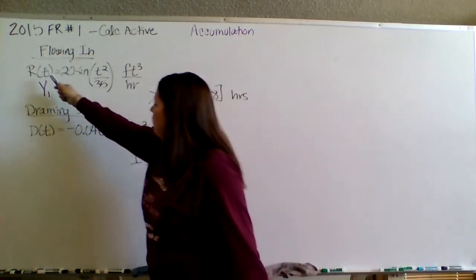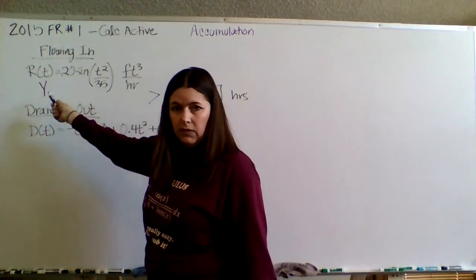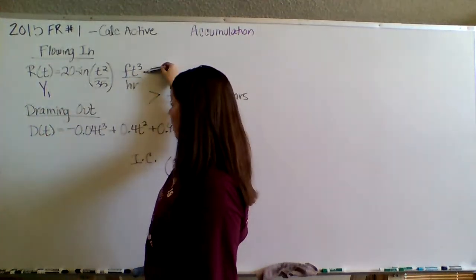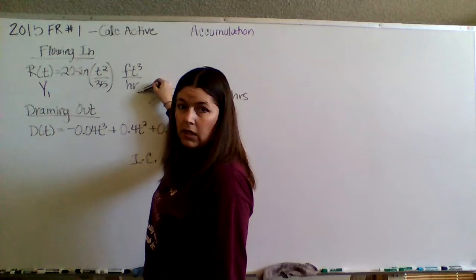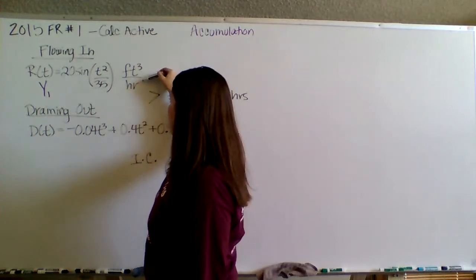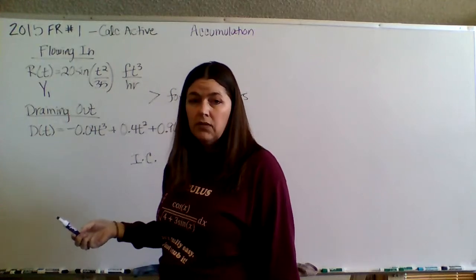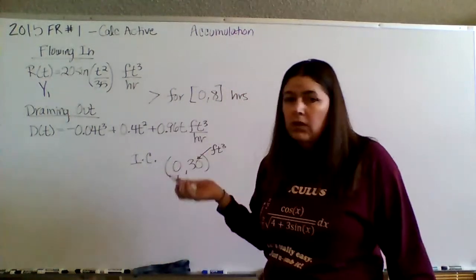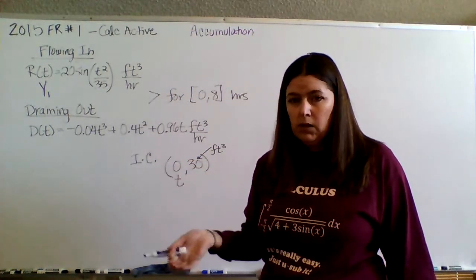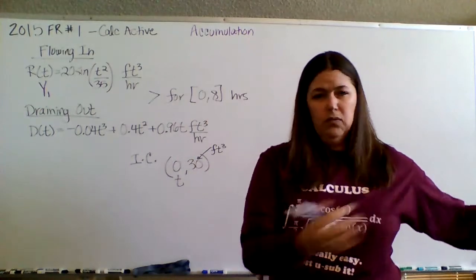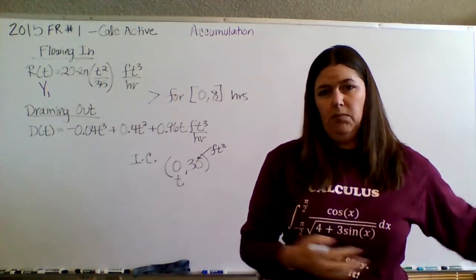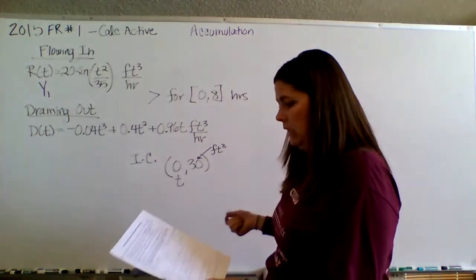Even though this doesn't have a prime on it, this is a derivative. It is something with respect to time. If you write your units on the side, I think that will help you realize, oh, this is a rate of change. This is a derivative of the volume of the water, right? If it's cubic feet per hour, it's the derivative of what would be going on if we integrated and went back to cubic feet. That would be the volume of the water coming in.